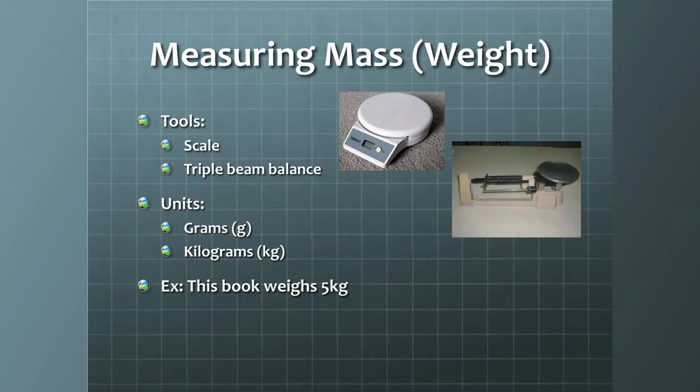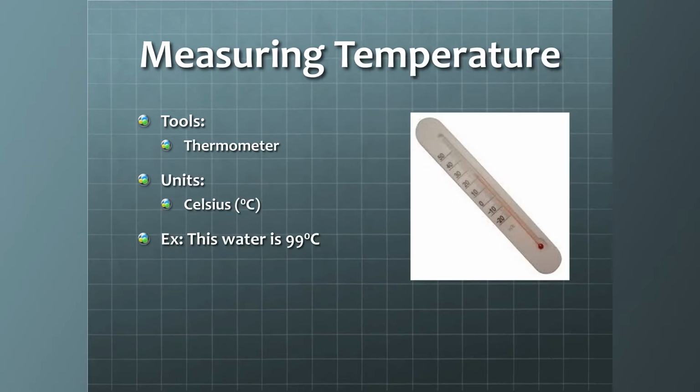For measuring mass or weight, you can use a scale or a triple beam balance. You would measure in grams or kilograms, and for example, this book weighs 5 kilograms. Last but not least, let's measure temperature. We only have one tool, a thermometer. The units we use are Celsius, and for example, this water is 99 degrees Celsius.